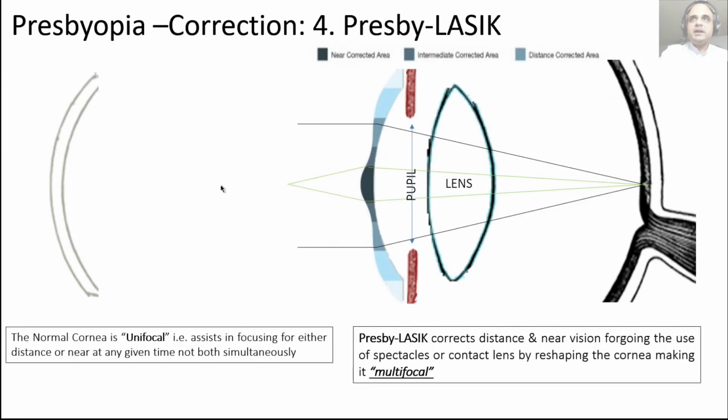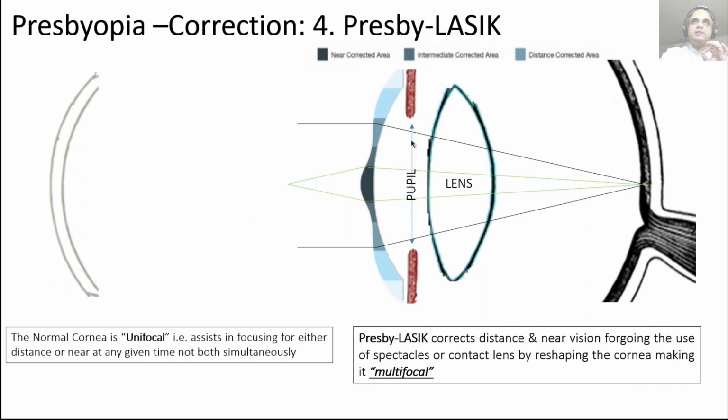This is what presbyLASIK is. On the left is a normal unifocal cornea of 42 diopters power, which would either focus for near or distance depending upon where the patient is looking. This is what presbyLASIK does to the cornea. It creates various zones in the cornea. So this zone right here in the center is the near zone. Remember, when you're looking for near, your pupil constricts. So this is the zone that would still be open because the size of the pupil would be this much at least.